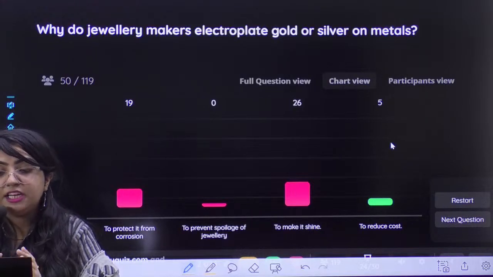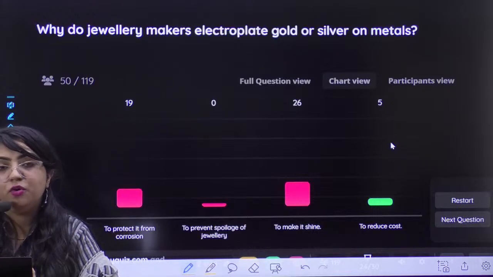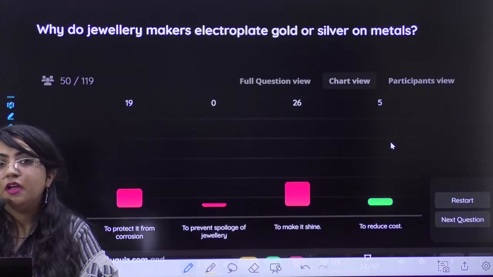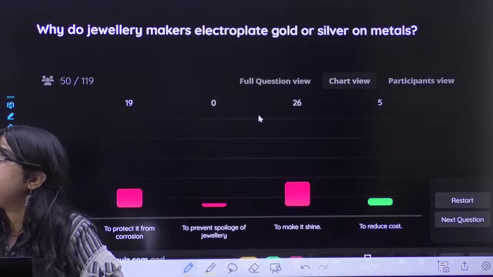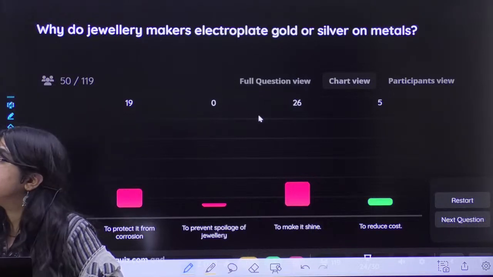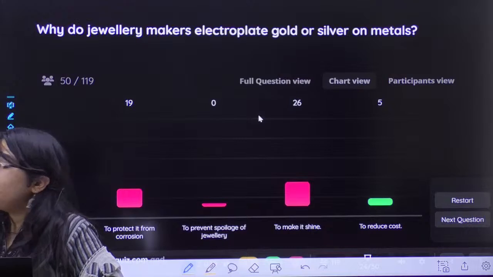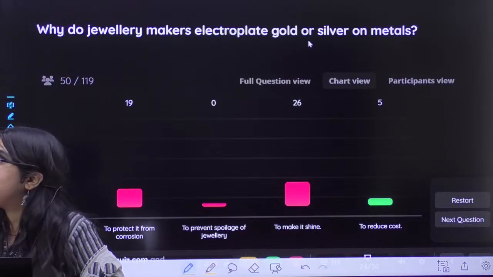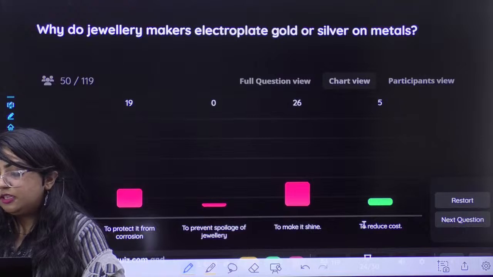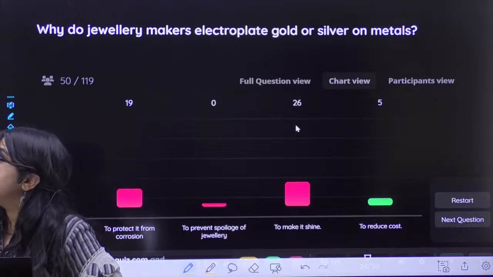And for obtaining the shine and the luster, gold and silver usually provide that. I hope this reason is clear to all. Please reply in the chat box. No, Deepika, it is not a multiple choice question. You need to answer with the most appropriate one.